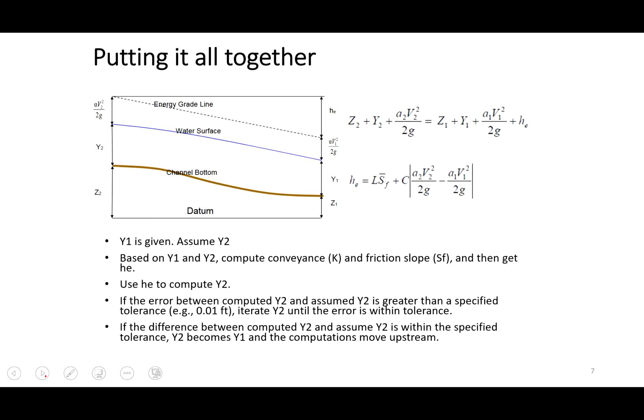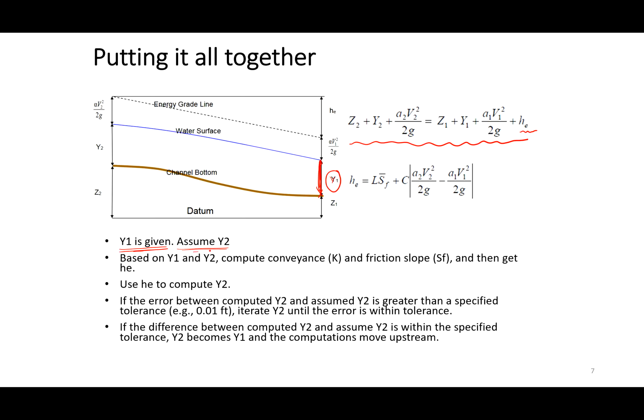Then, to put all this together, we have this expression and we are trying to solve for HE, and our main goal here is to find the flow depth and velocity. Usually in most models we start with a boundary condition. In a steady state 1D model you start with a downstream boundary condition, which can be flow depth, and the upstream boundary condition will be discharge. So y1 is given, that's our boundary condition.